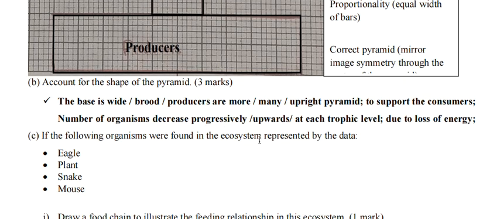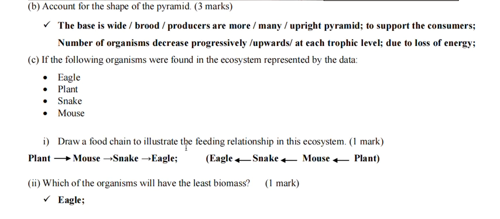If the following organisms are found in the ecosystem represented by the data, draw a food chain to illustrate the feeding relationship in the ecosystem. And that is: plants will be producers, because they are able to make their own food, that's why we call them producers, and they must start a food chain. Then they are fed on by mouse, then snakes feed on mouse, and eagle feeds on the snakes.